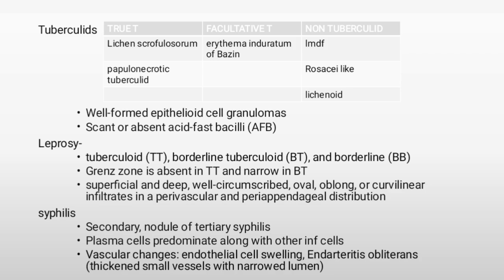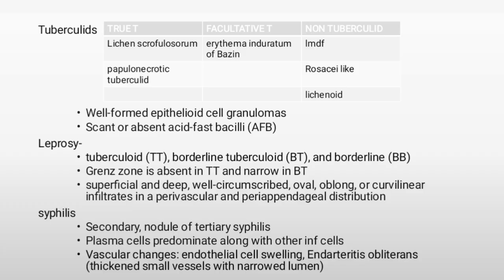Secondary syphilis and nodules of tertiary syphilis can show tuberculoid granuloma, where plasma cells will be predominant, and vascular changes in syphilis include endothelial cell swelling and endarteritis obliterans.